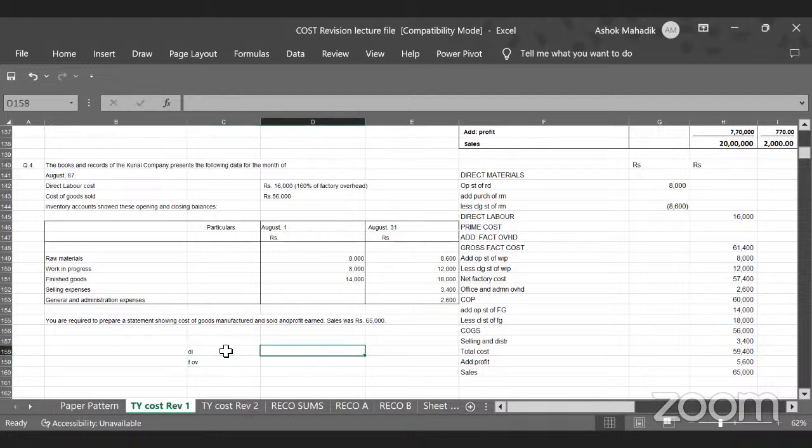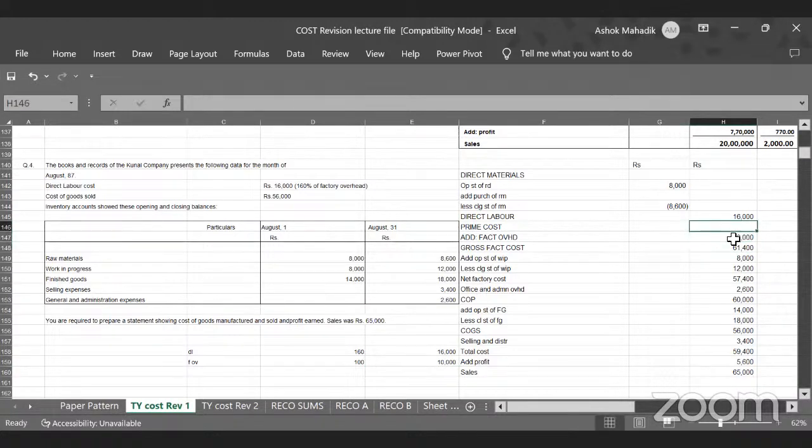So labor is 160 if factory overhead is 100. Clear? Direct labor is 160% of factory overhead. If factory overhead is 100, this is 160. So now the 160 figure they have given as 16,000. You can cross multiply and get the value: 16,000 into 100 divided by 160. So it comes to 10,000. Okay, friends, so factory overhead we calculate as 10,000.